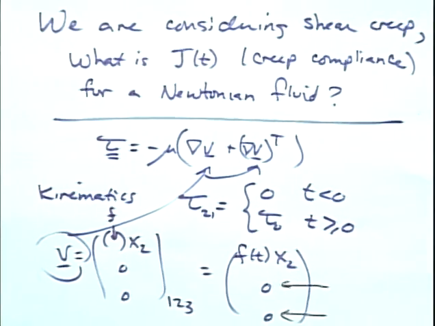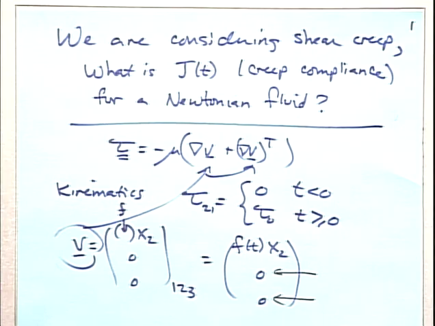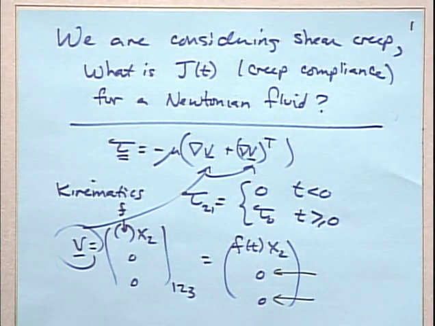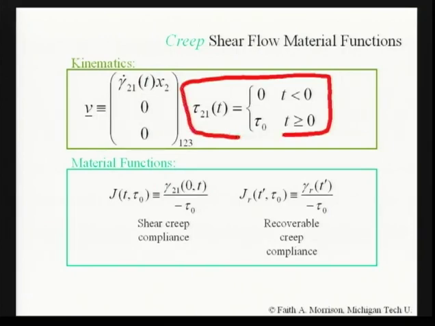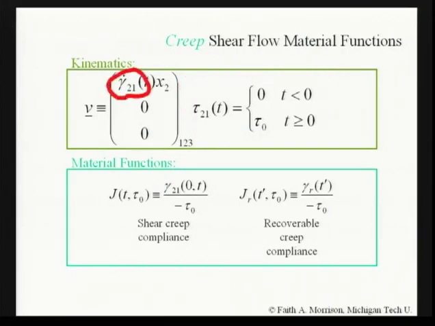We said we're considering shear creep. What is the shear creep compliance for a Newtonian fluid? The definition of compliance is back over here. We need the strain as a function of time. Strain is the integral of rate, which means we need rate. So if we had the rate, we could integrate it and get the strain, so that's fine. But what we have is the stress. We put the stress on the sample. We put this into the constitutive equation. We then calculate the strain rate. Then we integrate it to get the strain, divide it by minus tau, and we get the compliance.